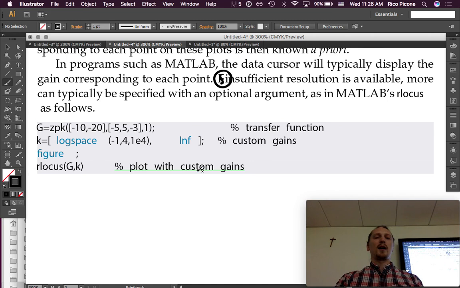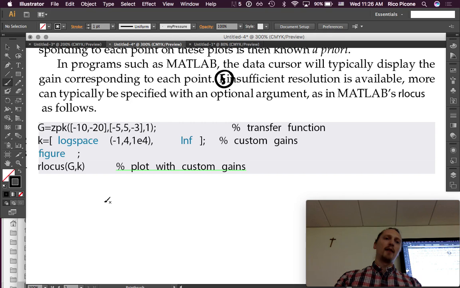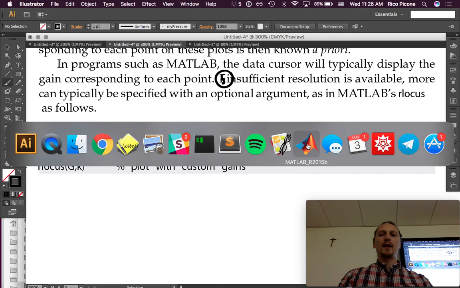If you have an open loop transfer function defined here, G, and then you say, okay, the gains that we're going to use are logarithmically spaced from 10 to the minus 1 to 10 to the 4, and we're going to take 10,000 points, for instance, in that range, and then we're going to also put in infinity as a gain. You can plot with these custom gains. You can just go ahead and plug it in and plot it. And so let's pop over to MATLAB and see that.